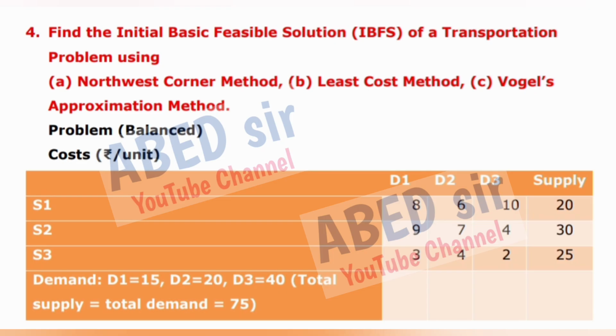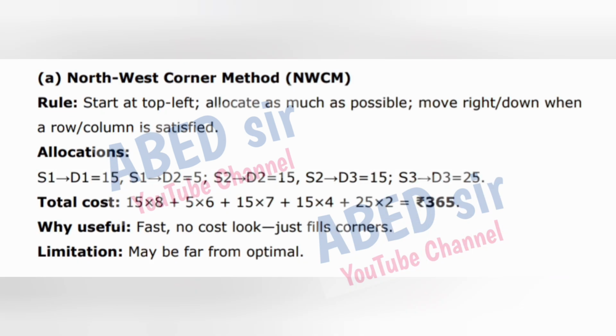S1 8 6 10 20. S2 9 7 4 30. S3 3 4 2 25. Demand D1 is equal to 15, D2 is equal to 20, D3 is equal to 40, total supply is equal to total demand is equal to 75. A. Northwest corner method, NWCM.